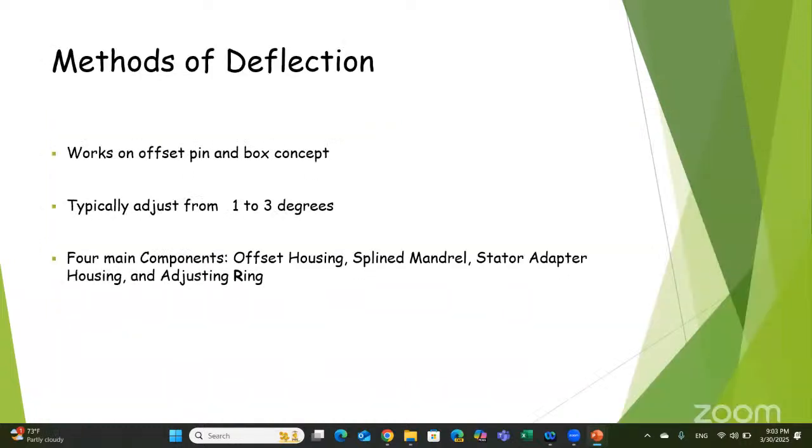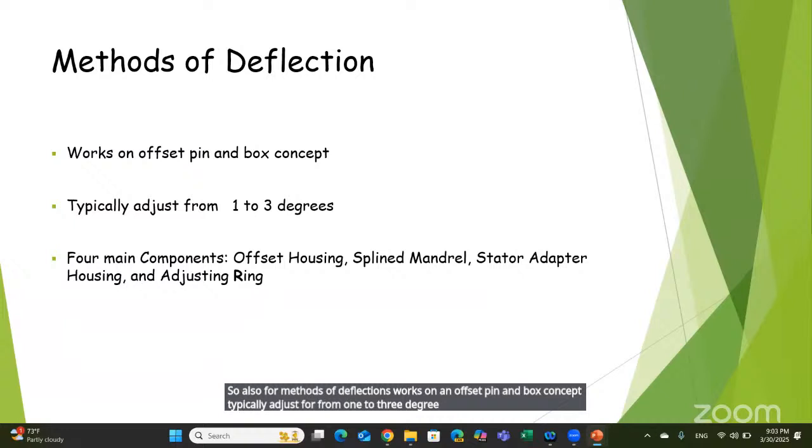Also, for methods of deflection, it works on an offset pin and box concept, typically adjustable from 1 to 3 degrees. The four main components are the offset housing, spline mandrel, stator adapter housing, and the adjusting ring.